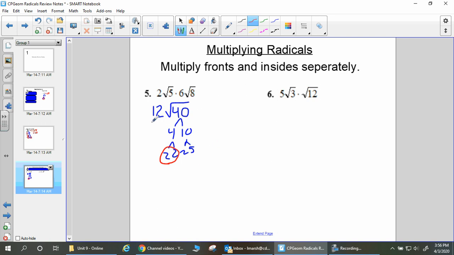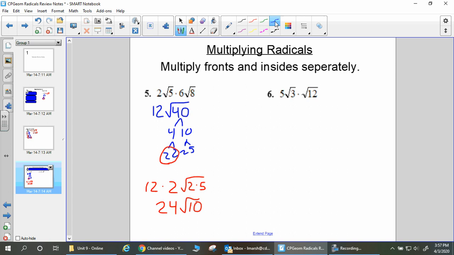Don't forget about this 12 that was already out front. So you already had a 12 out front, times, now I'm bringing that pair of 2s out front. Inside my square root, single 2, single 5. So now multiply. 2 times 12 out front means the front is 24. Inside, 2 times 5 means there's a 10.